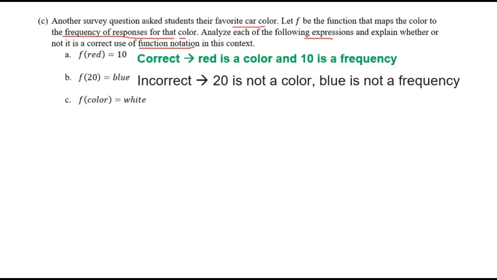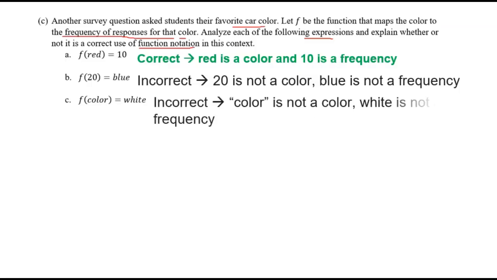Okay, turn your page because part C is on the next page. Where it says f of color equals white. What is that one? Correct or incorrect? Incorrect. Color is not a color. It's just the word color. And white is not a frequency. So those two are not correctly used with function notation. Number 2. Do you feel more comfortable now with function notation and how to read it and how to write it? Yes. We should, because that was an algebra 1 skill.